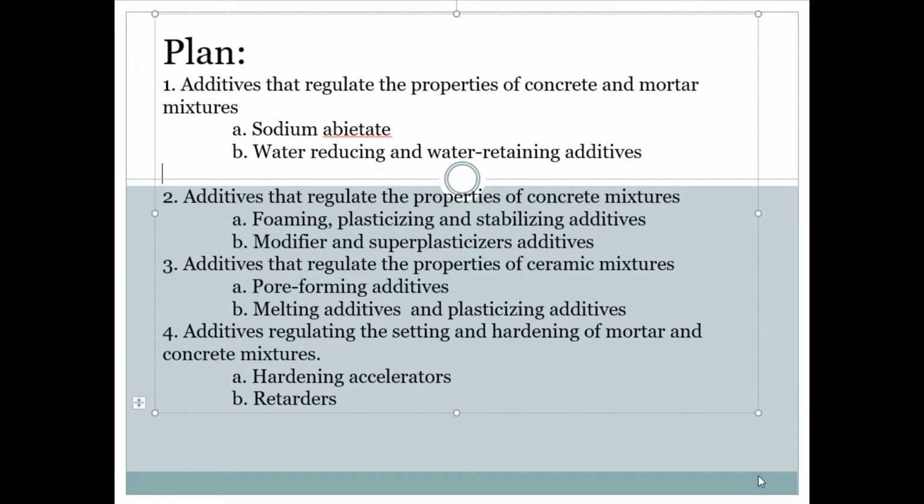3. Additives that regulate the properties of concrete mixtures. A. Pore forming additives. B. Melting additives and plasticizing additives. 4. Additives regulating the setting and hardening of mortar and concrete mixtures. A. Hardening accelerators. B. Retarders.